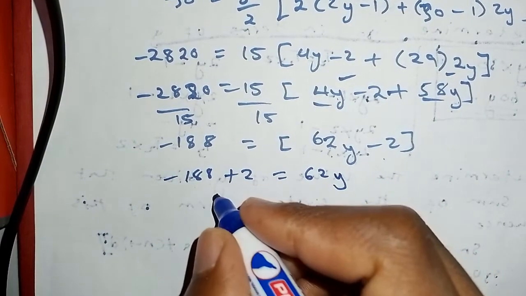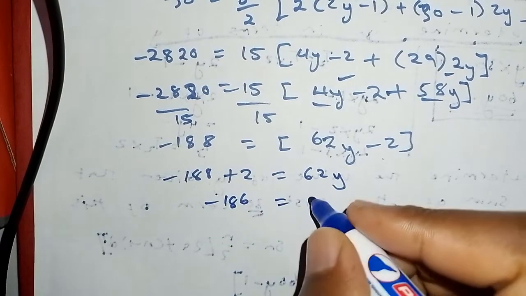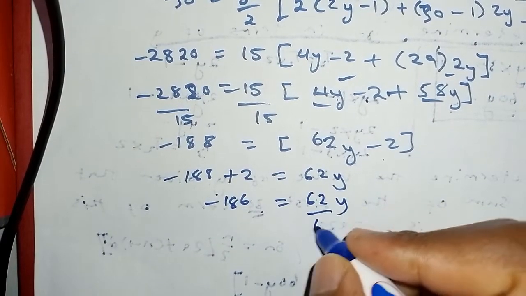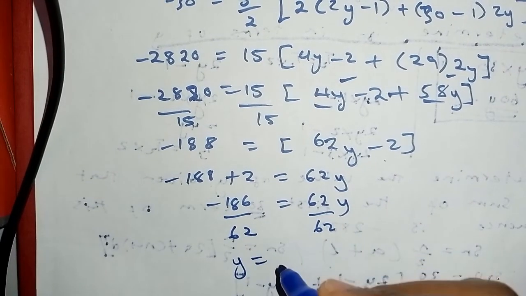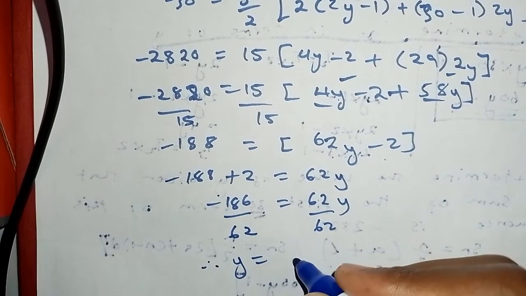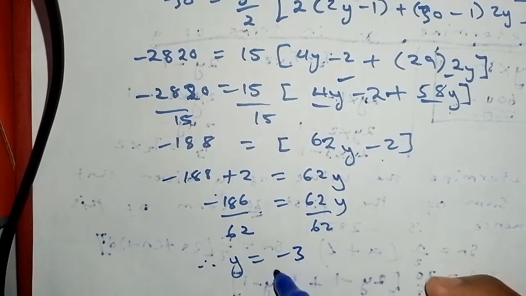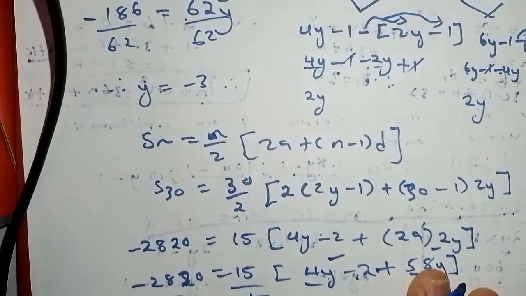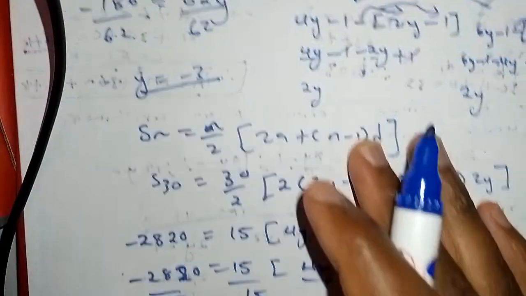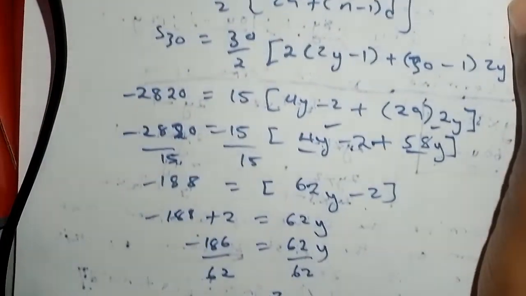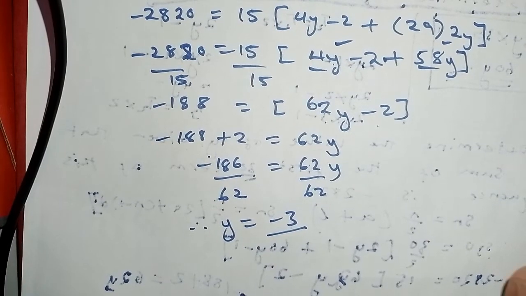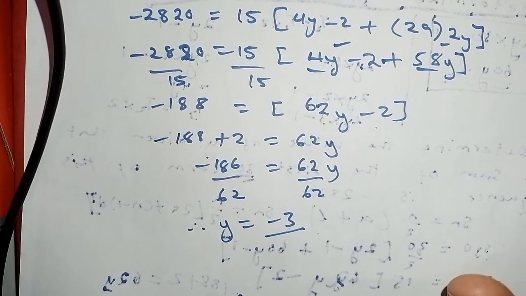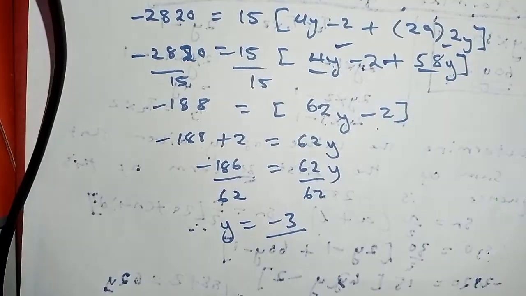Then negative 186 is equal to 62y, divided by 62 on both sides. Therefore, my y is equal to negative 3. See, this answer and that answer are correct, or similar, but we didn't use the same method. Okay, let me just quickly go to question 3 so that we sum up everything.